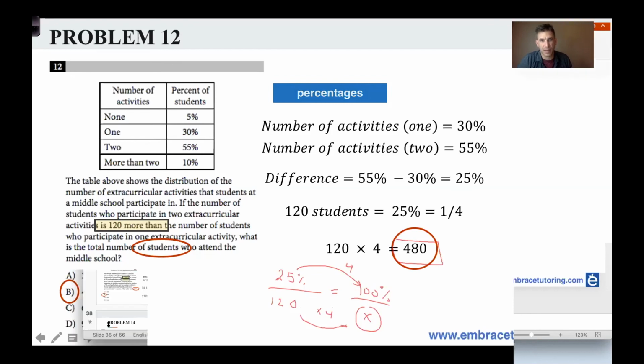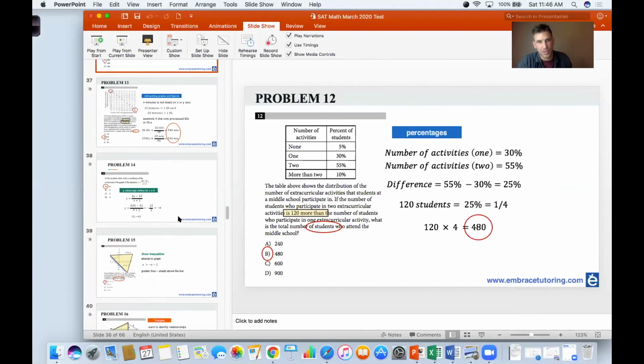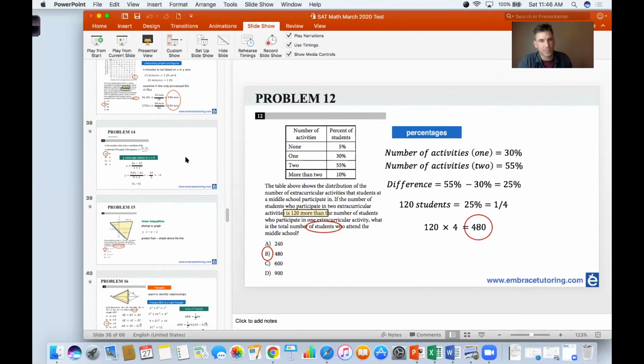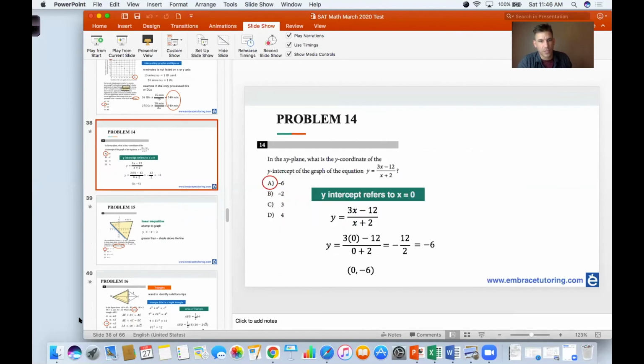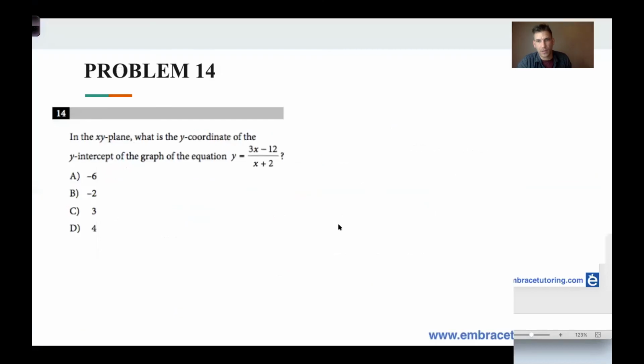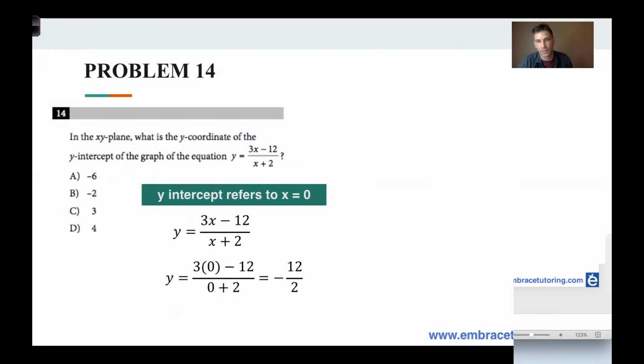Right, so let's pick some other ones out as we do this. Here is another problem where it says in the xy plane, what is the y coordinate of the y-intercept? Once again, let's not overthink this. Y-intercept is when x equals 0, right? So when x equals 0, I'm going to plug that in. I get 3 times 0 minus 12 over 0 plus 2. I then get negative 12 over 2. I'm going to get negative 6 for my answer, and negative 6 it is, right?